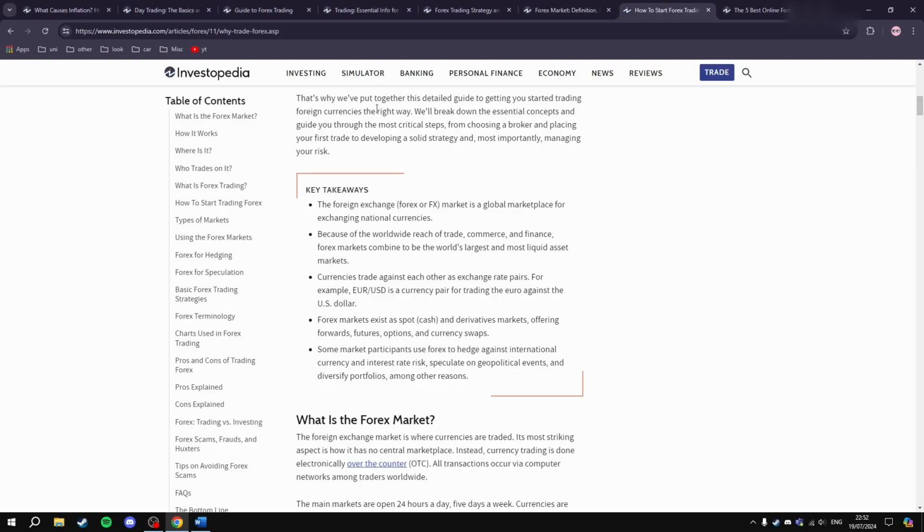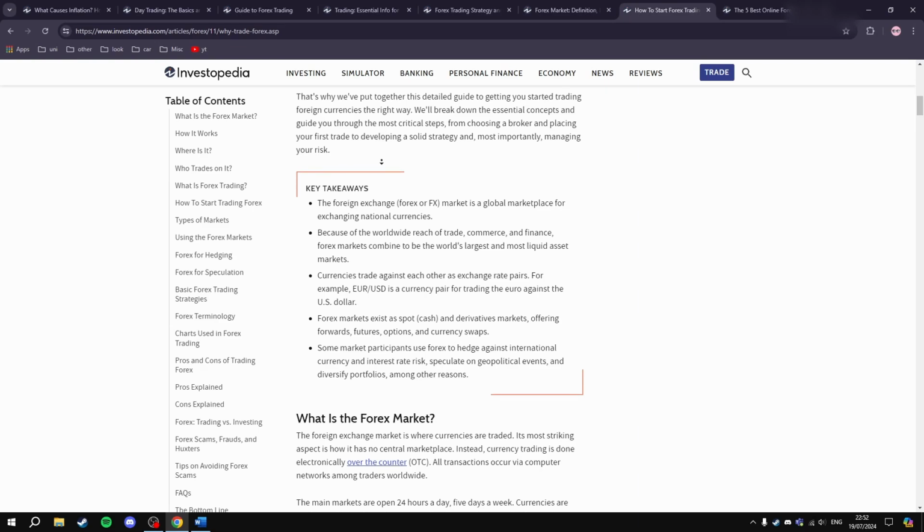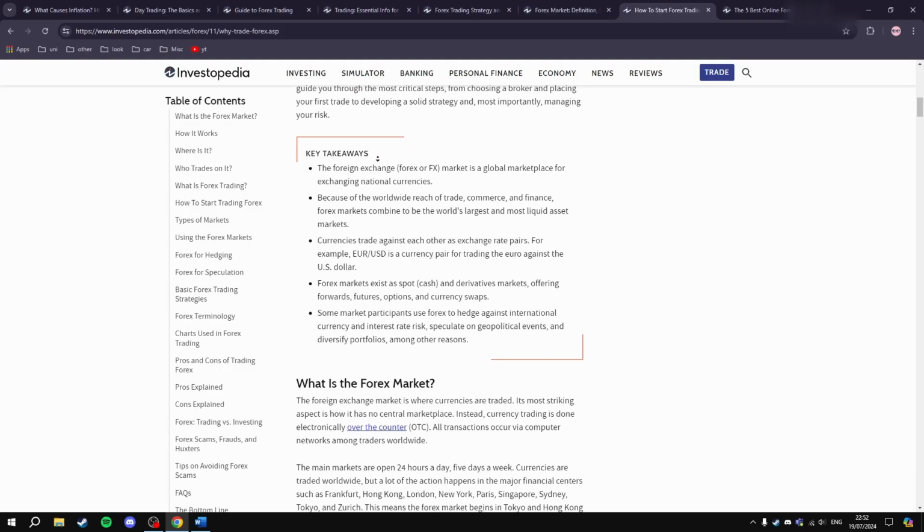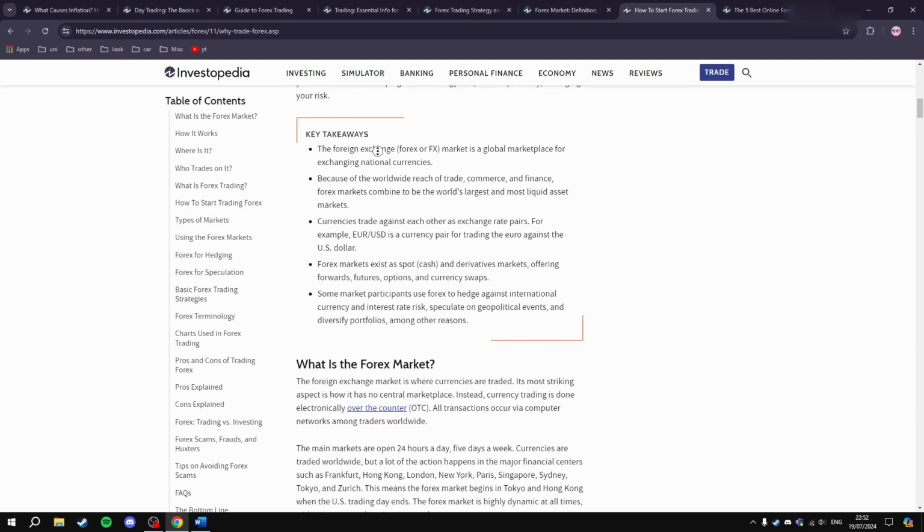That's why we've put together this detailed guide to getting you started trading foreign currencies the right way. We'll break down the essential concepts and guide you through the most critical steps, from choosing a broker and placing your first trade to developing a solid strategy and, most importantly, managing your risk.